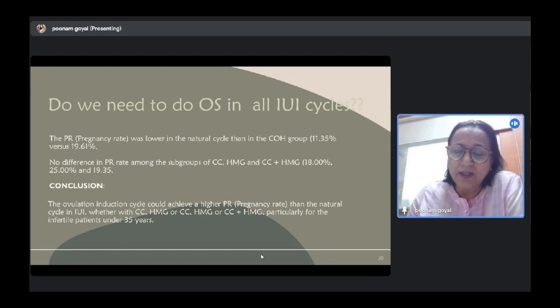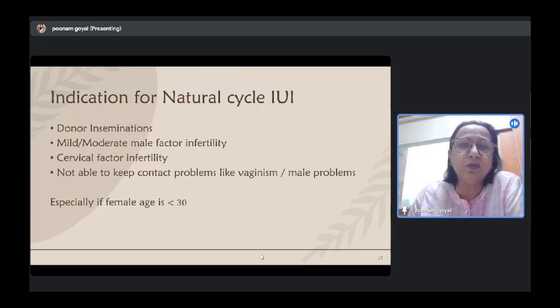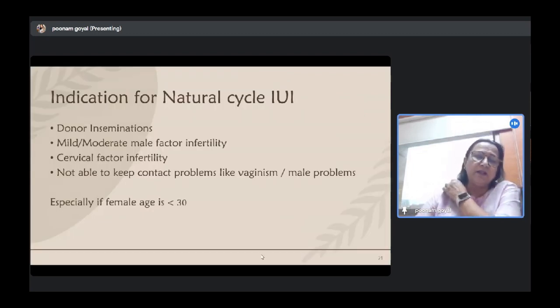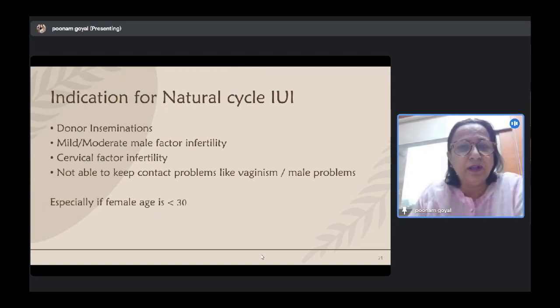Particularly for infertile patients under the age of 35 years, it is okay. But for patients who are more than 35 years of age and infertility standing for more than 5 years, in those patients the gonadotropin cycles are preferred. Indications for natural cycle IUI are donor inseminations, mild to moderate male infertility, cervical factor infertility, patient not able to keep contact like vaginism and male problems, and female age less than 30 years. Then you can do IUI, but you have to counsel the patient about the results.